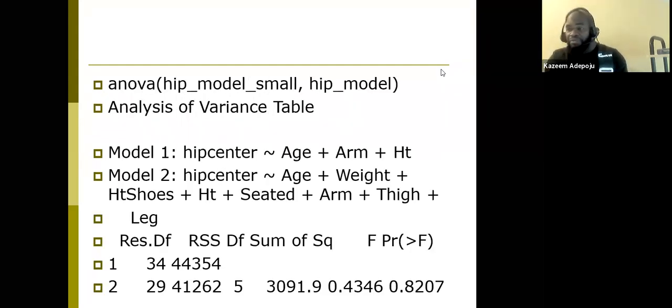Do you remember the idea behind the partial F test? I need you to confirm if you remember the partial F test that we did. I need you guys to comment right now whether yes or no. Do you remember the partial F test that we did before?